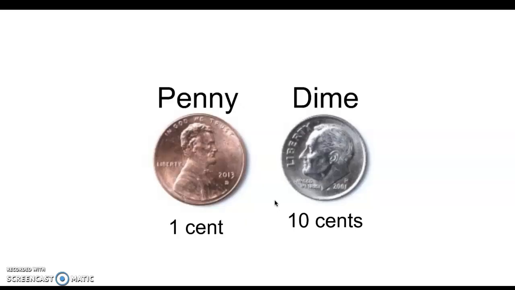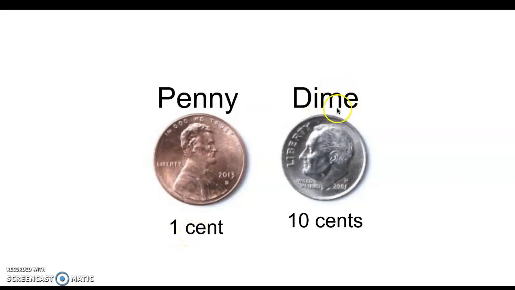So we went over this, that the penny is the one on the left. It's that copper brown color and it has Abraham Lincoln on the front and the Lincoln Memorial Building on the back. We know the penny is worth 1 cent.